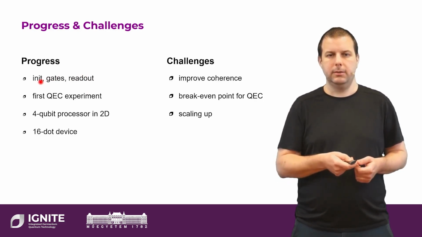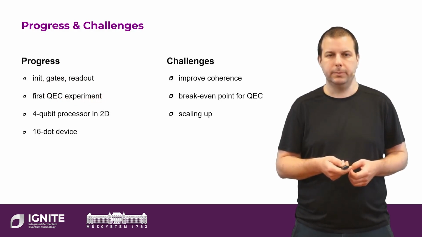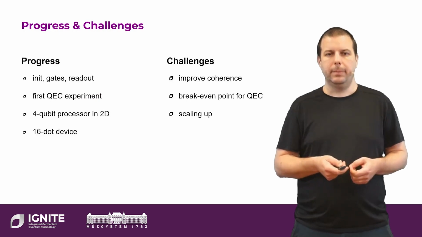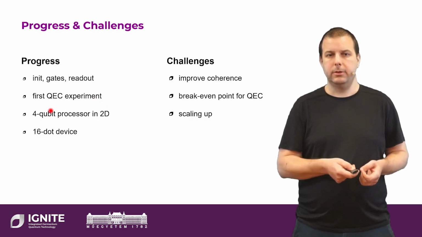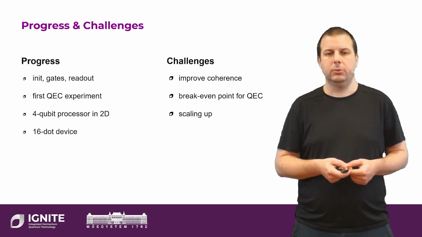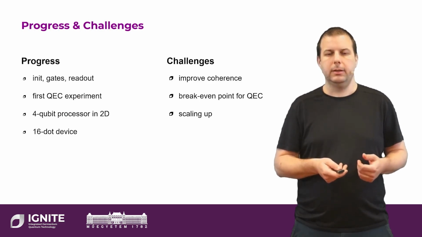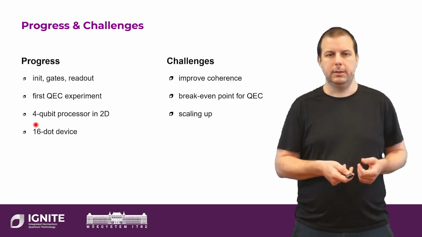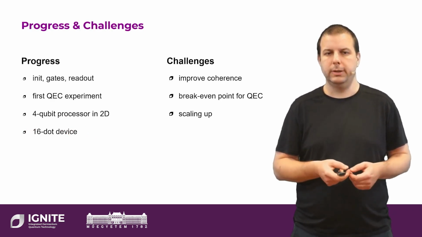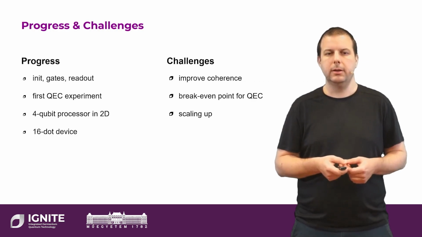I have illustrated the first quantum error correction experiment, which was carried out by the Delft group recently on a 4 qubit processor in a 2-dimensional array, a 2x2 qubit array. And also I'd like to point out that there is recent progress on scaling up. So recently the Delft group demonstrated a 16 quantum dot device. They were able to tune it up. It's not yet operating as a qubit register, but nevertheless it's still a big step to scaling up further.